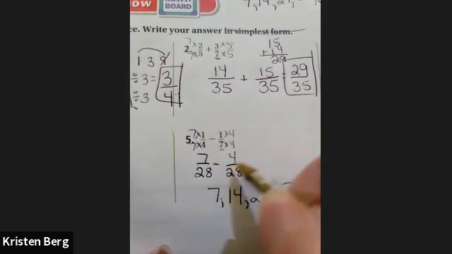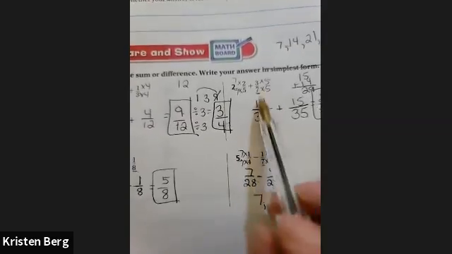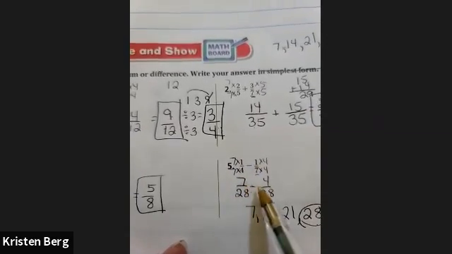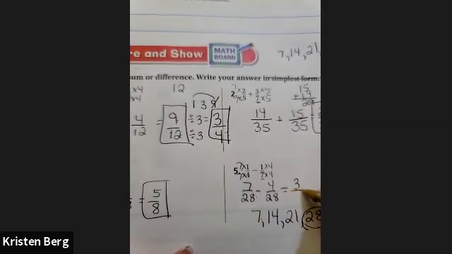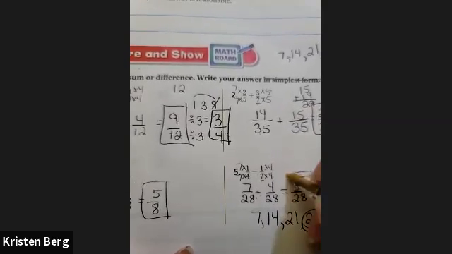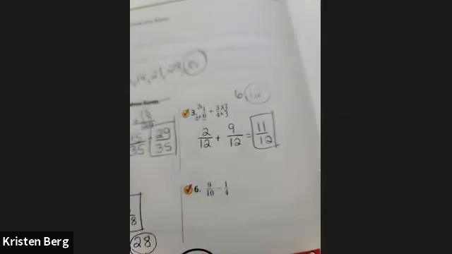All right, now remember this changed up the sign on us. It is subtraction, not addition. So 7 minus 4 is 3 over 28. That is your answer. All right, next.